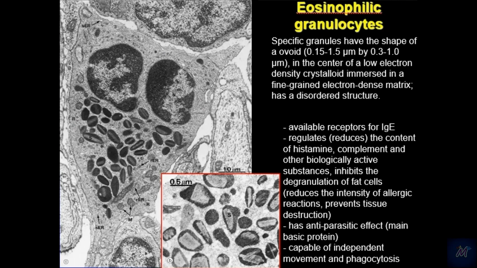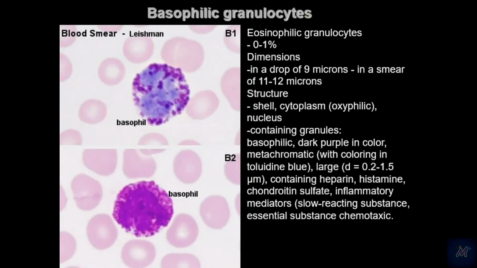Basophils, or basophilic granulocytes, take about 0 to 1%. We call them basophils because of the presence of basic staining, basophilic granules, dark blue granules in the cytoplasm. And what about the structure of these granules? The main components of these granules are heparin and histamine.